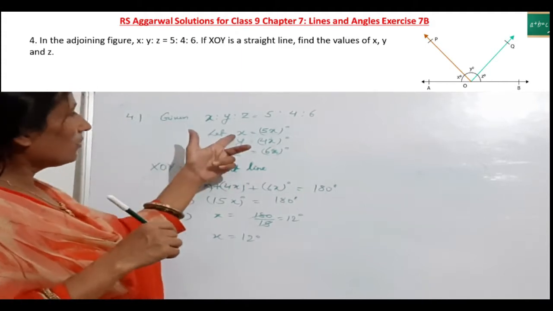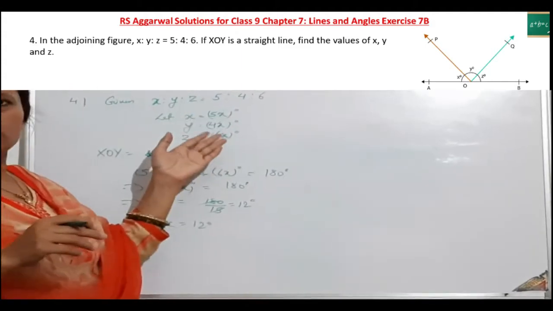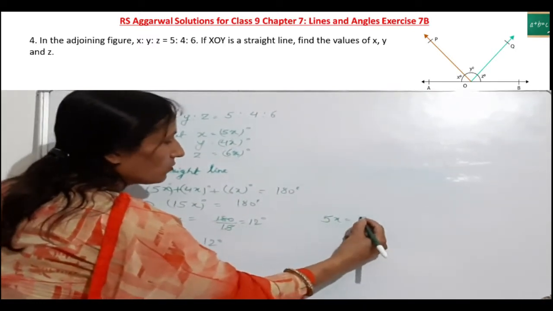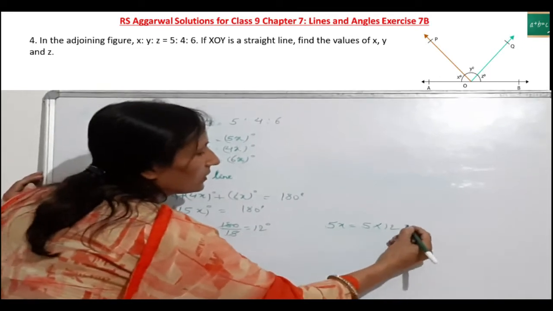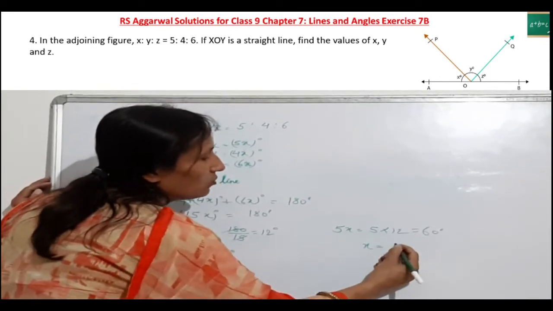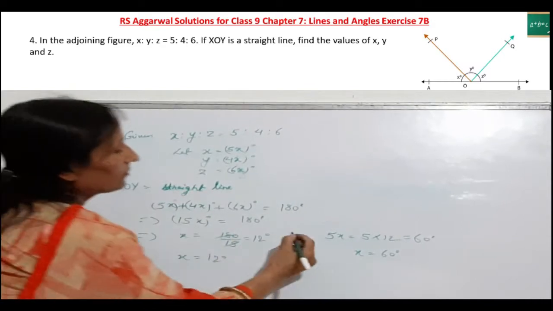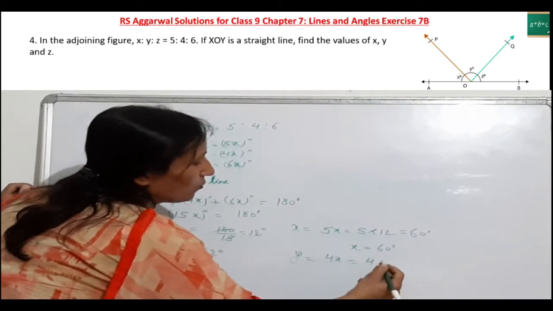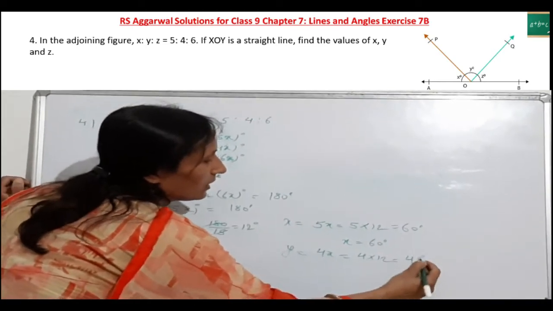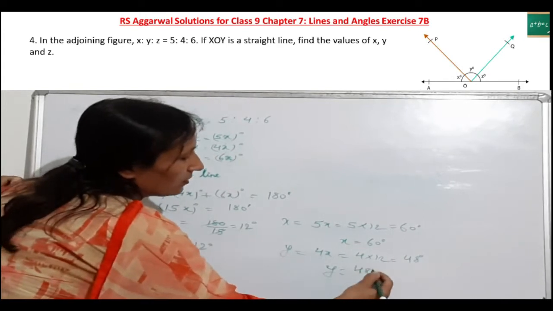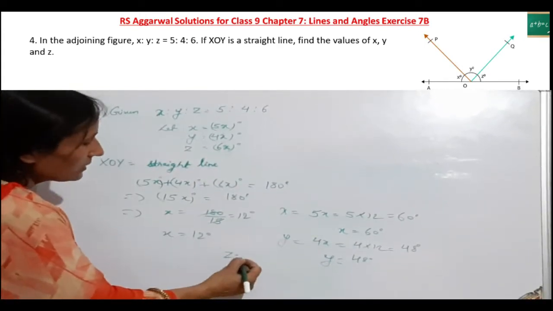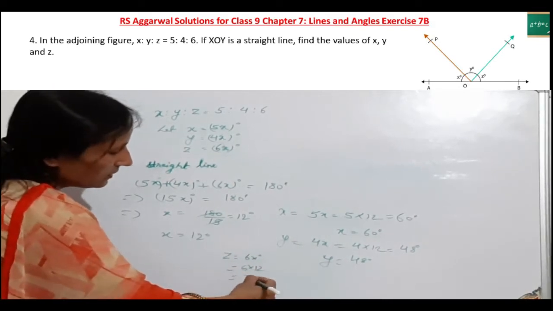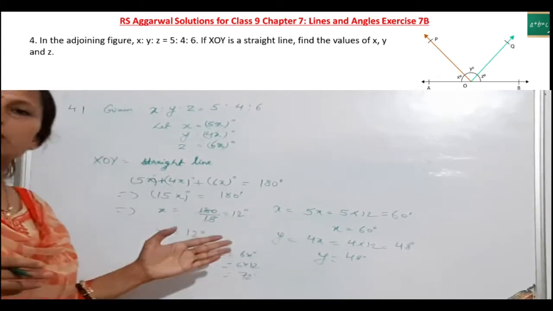Now we will find all the 3 angles. First, x is equal to 5x. 5x is equal to 5 into 12 is equal to 60 degree. So x is equal to 60 degree. Now y is equal to 4x is equal to 4 into 12 is equal to 48 degree. So y is equal to 48 degree. Now z is equal to 6x. So 6 into 12, 72 degree. So all the 3 angles we have found here.